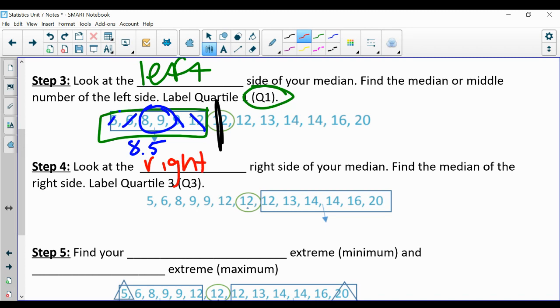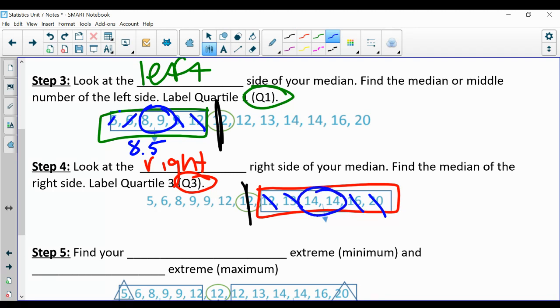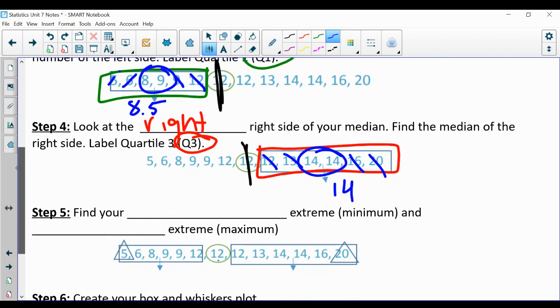Cool. So looking at step 4, now we want to look at the right-hand side of our median, because that's going to help us find Q3. So again, this 12 is my median. It does not belong. So I'm only looking at these numbers for my upper half of my data. And once again, I want to find the middle. So I cross them out. And I have 2 14s. Well, if I add 2 14s together, I get 28. And if I divide 28 by 2, I get 14 again. If your 2 numbers are the same, then the mean of those numbers is also going to be the same. So that mean would be 14.